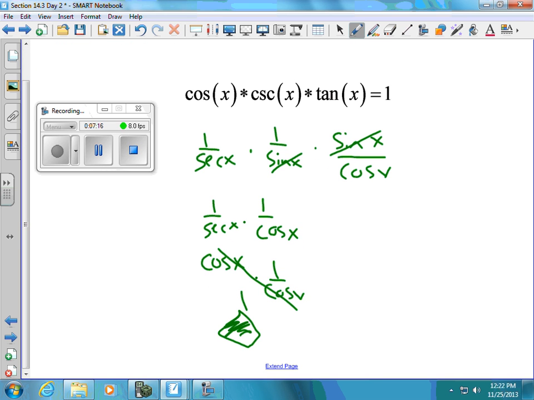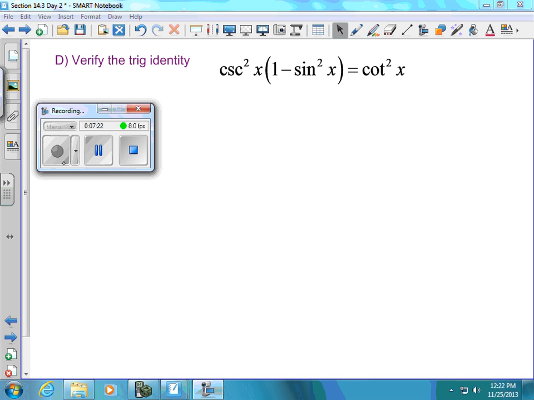So sometimes you're going to change things, and you realize, oh, I didn't really want to change it, I want to change it back. Okay, last one for today. Cosecant squared of x times 1 minus sine squared of x equals cotangent squared of x.